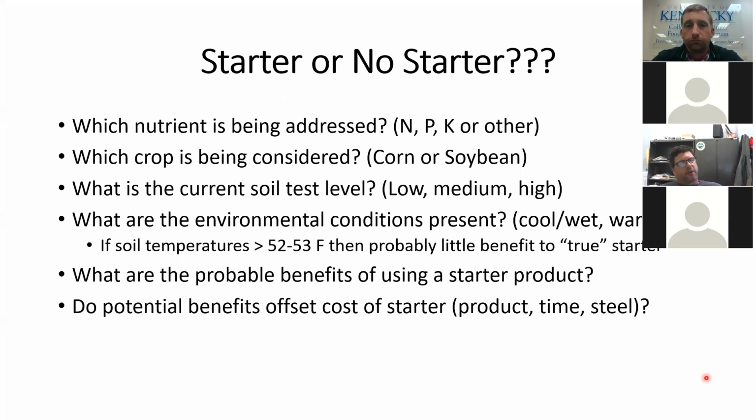What are the environmental conditions present? I'm going to go back to that research that Murdoch and Grove have done. Probably going to see a bigger chance of a response in the cool, damp soils versus the warm, dry. And then what is the probable benefit? What is the likelihood I'm going to see a starter? And does that benefit offset the cost of the starter?